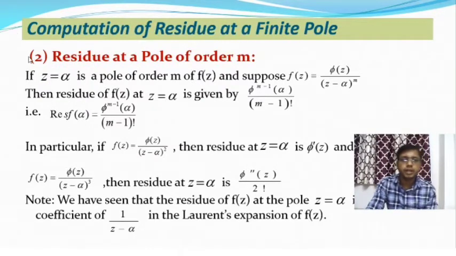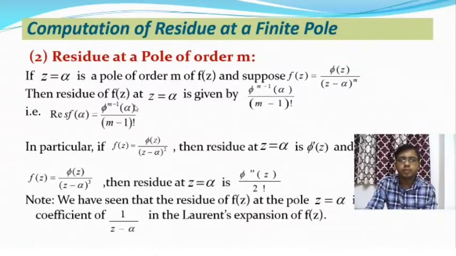After that we are going to talk about the residue at a pole of order m. If z = α is a pole of order m of a function f(z), and suppose this function is equal to φ(z) by (z − α)^m, so that f(z) has a pole of order m, where the power of the denominator is m.